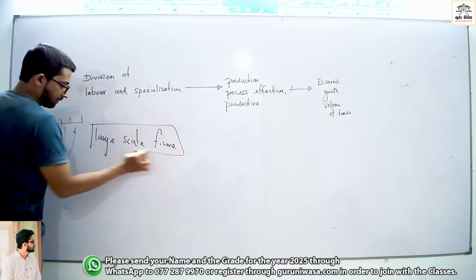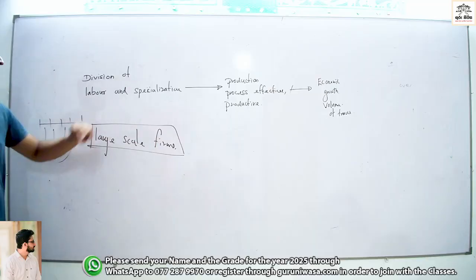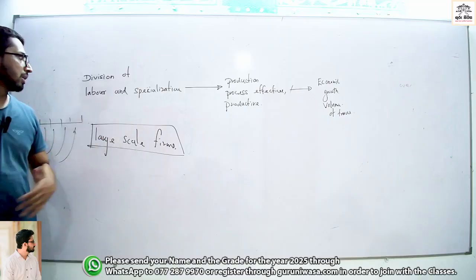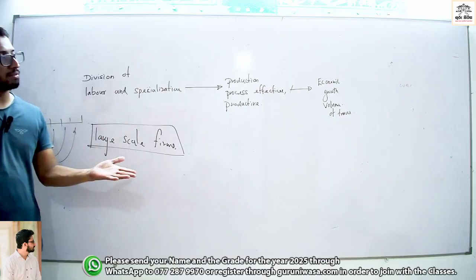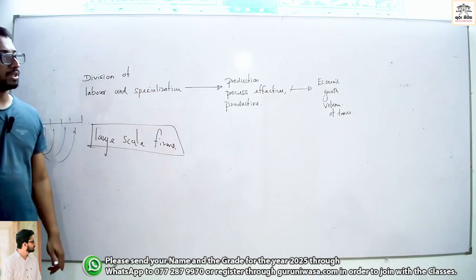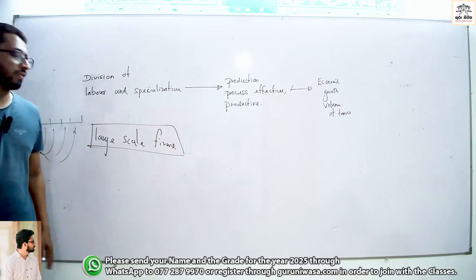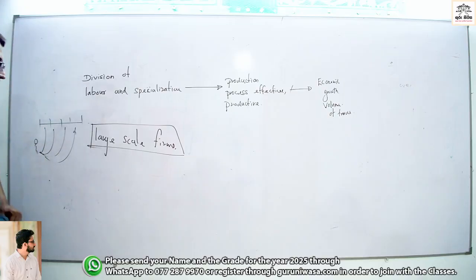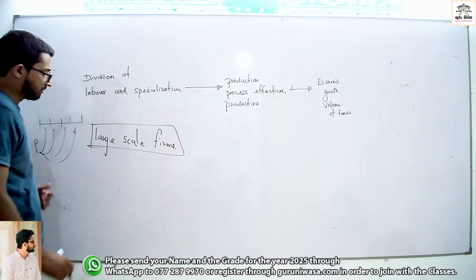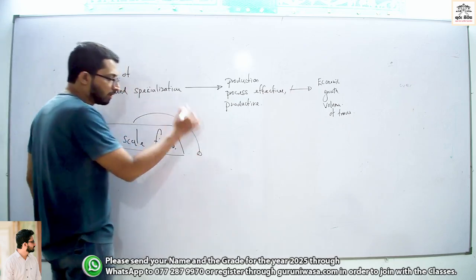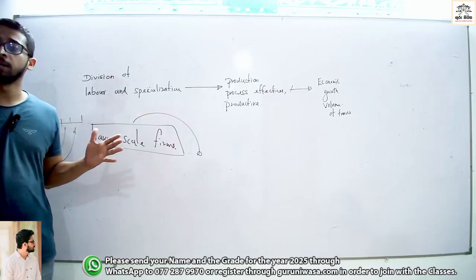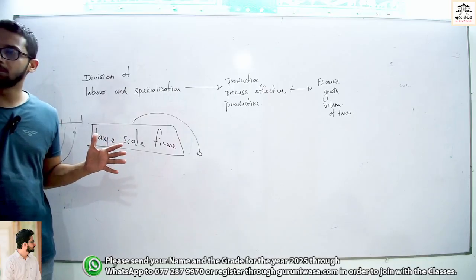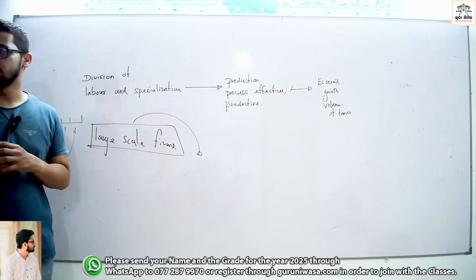Large scale firms can use this technique, division of labor and specialization, which makes the production process effective and productive, and also increases the economic growth rate. But remember, this is large scale production for large scale firms. What do we mean by large scale firms? Like Brandix, MAS Holdings. They produce a lot, large quantities.